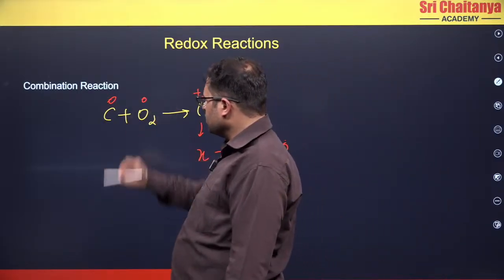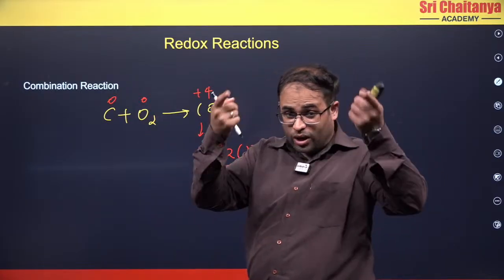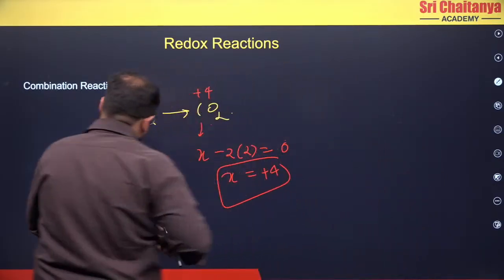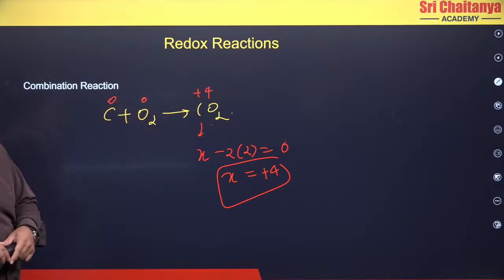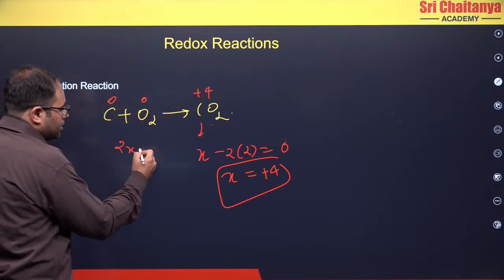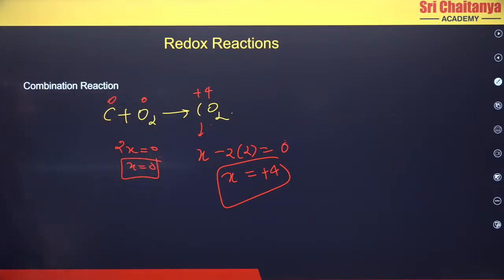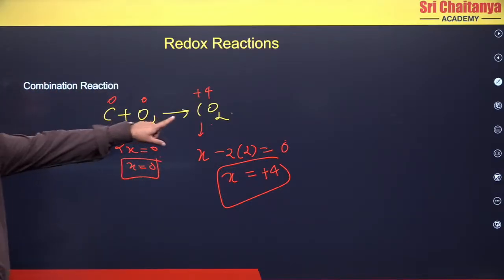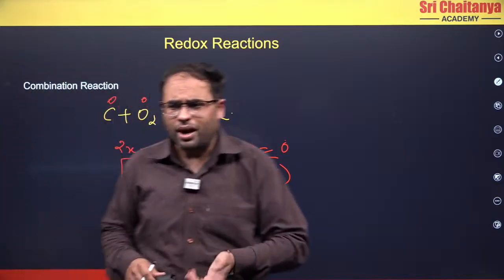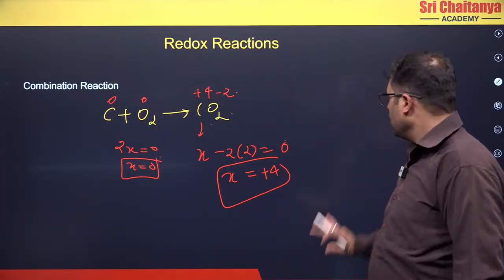Oxygen here is 0 because oxygen is in the standard state. For this also I can tell you an easier way. Oxygen is there, charge is 0, so 2 oxygens, each oxygen is X, so 2X equals 0, X is 0. Like this if you do also you will get it, right? Now what is the oxidation state on oxygen here? We assumed it -2, right?